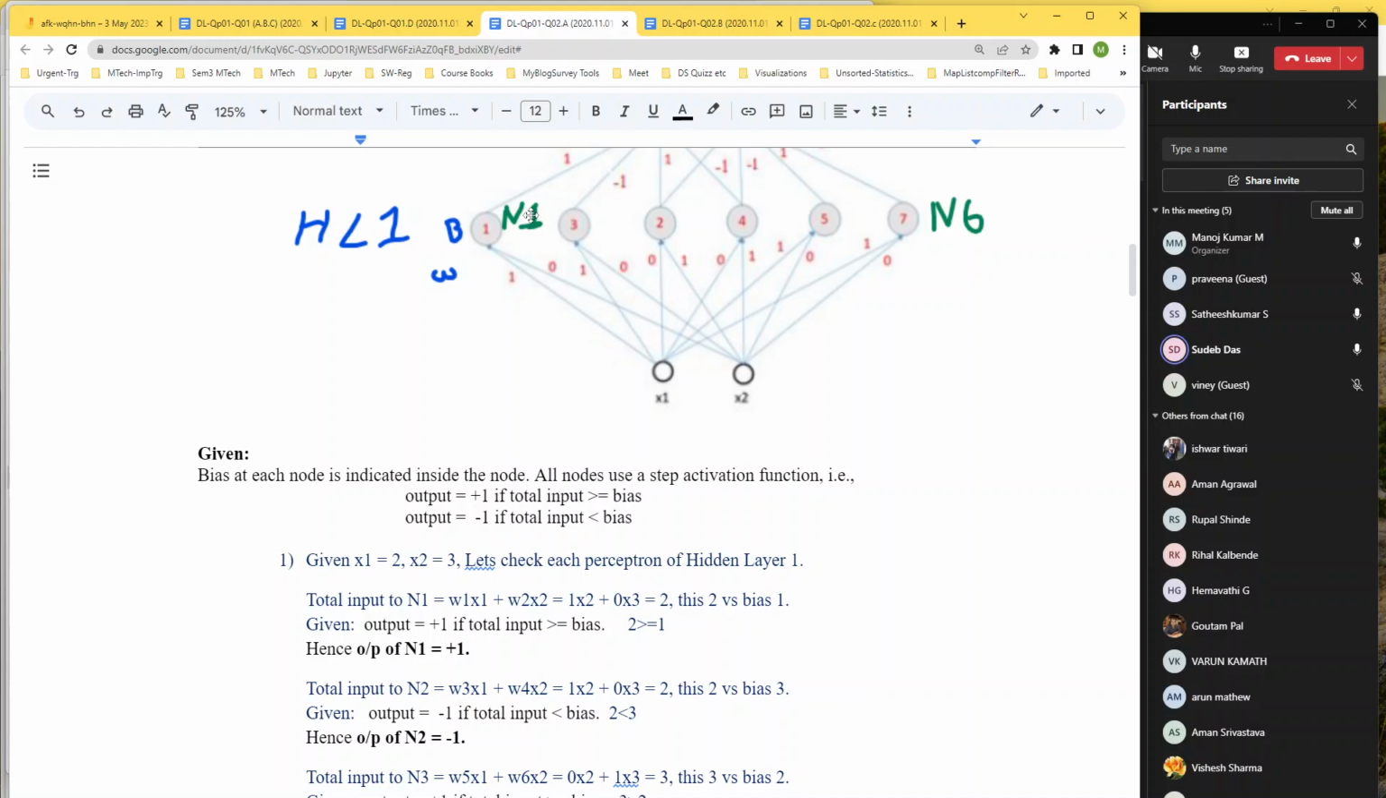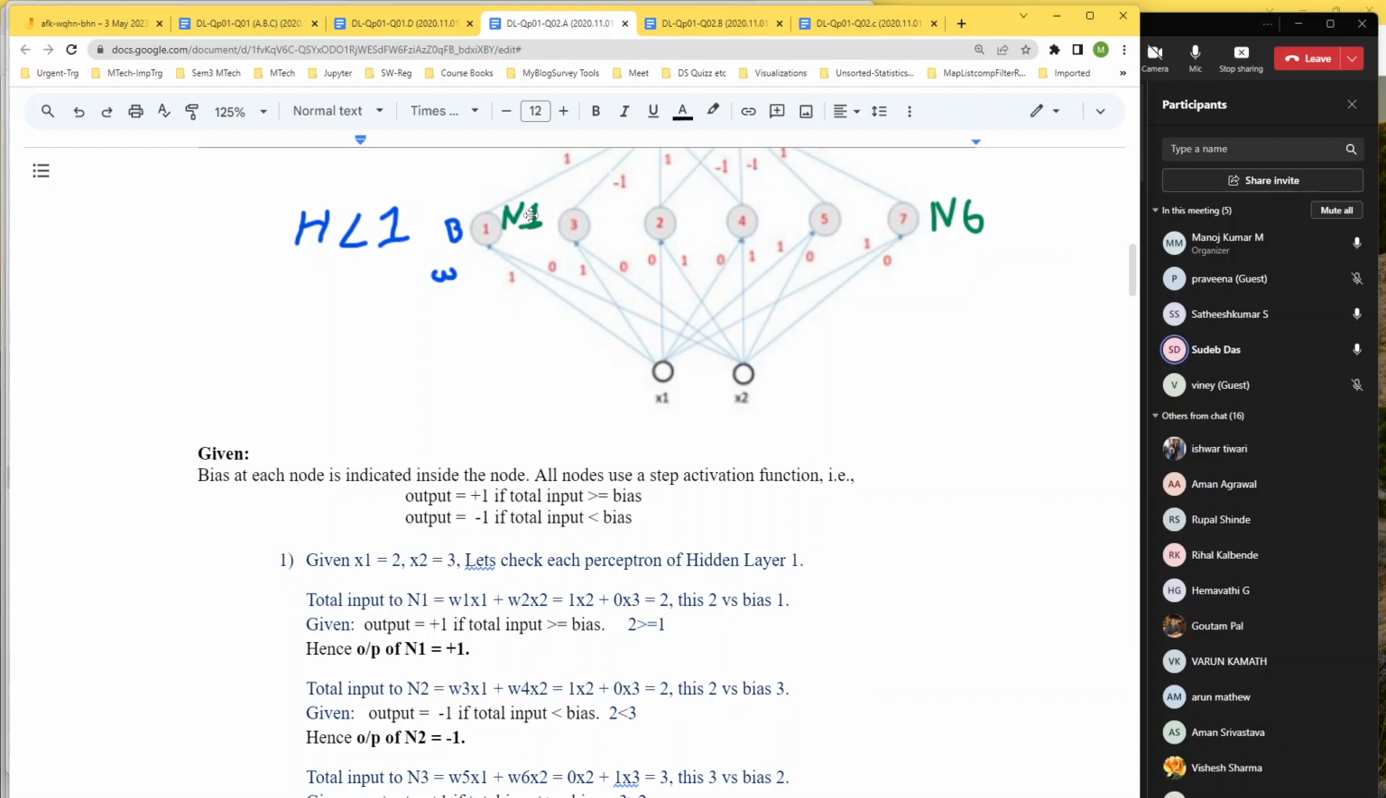Understood. Having X1 with the second node N2, X1 is 2, 2 into 1 is 2. If you compare with bias, the input is less than bias. That's why the output line is going -1. For each path, they are creating a separate output.